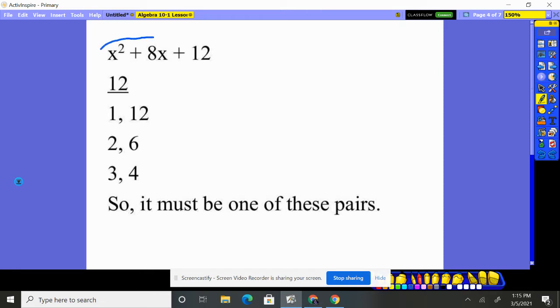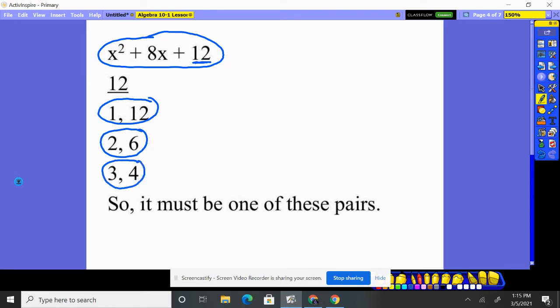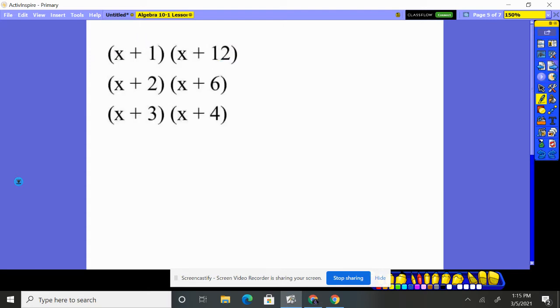So here are the things that could multiply together to give us this 12. Here was the equation he gave us. And I'm saying, that final number 12, what multiplied to give me a 12? Could have been 1 and 12. Could have been 2 times 6, or it could have been 3 times 4. So it has to be one of these pairs. Those are the only possibilities. So it's either x plus 1 times x plus 12, x plus 2 times x plus 6, or x plus 3 times x plus 4.